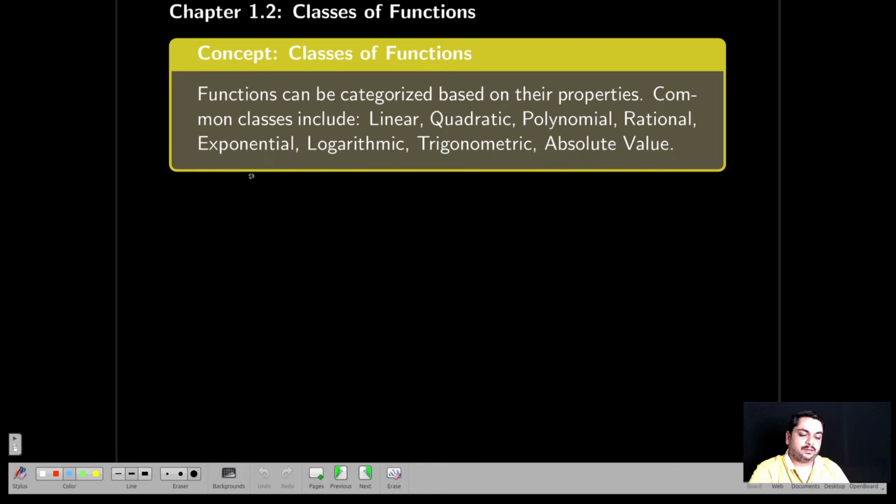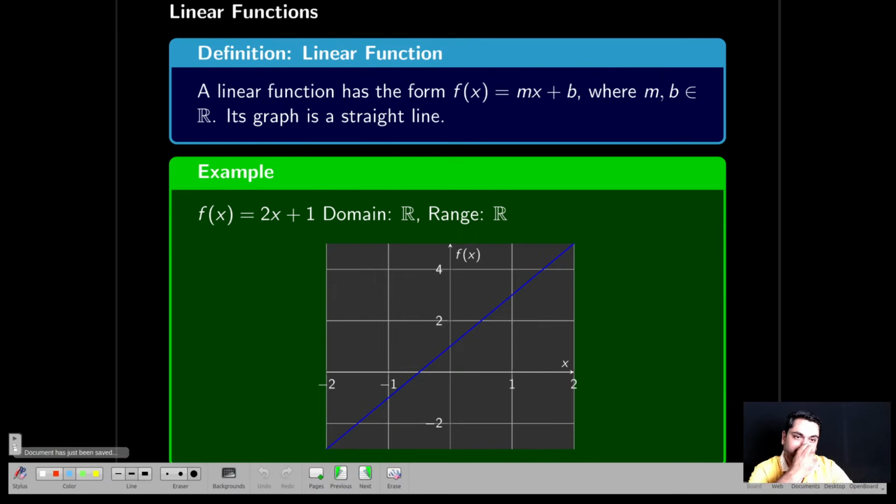Now there are different classes of function. Classes means based on their properties. You may have already heard them: linear, quadratic, polynomial, rational, exponential, logarithmic, trigonometric, absolute value. These are the most widely used. There are many other function classes, but just try to understand their graphs because it is very important to understand how they look.